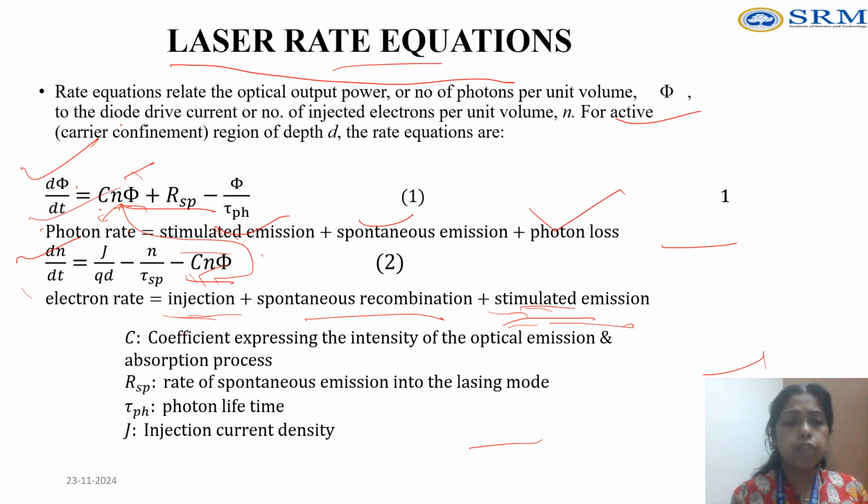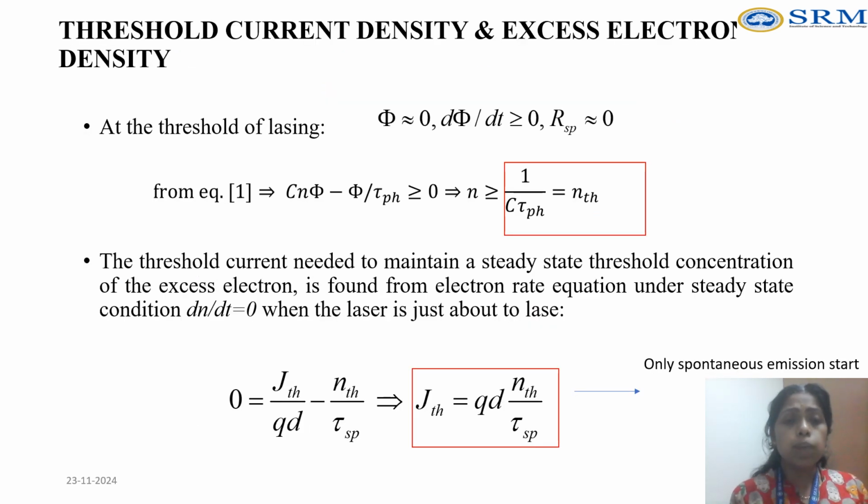So how can you relate the photon rate and the electron rate equation? Now, suppose we have to determine the lasing condition, the point where stimulated emission should occur. At the threshold condition, the lasing has not started, the stimulated emission did not start at that moment. At that moment the total number of photons will be zero, and the rate of photons per unit volume will also be zero.